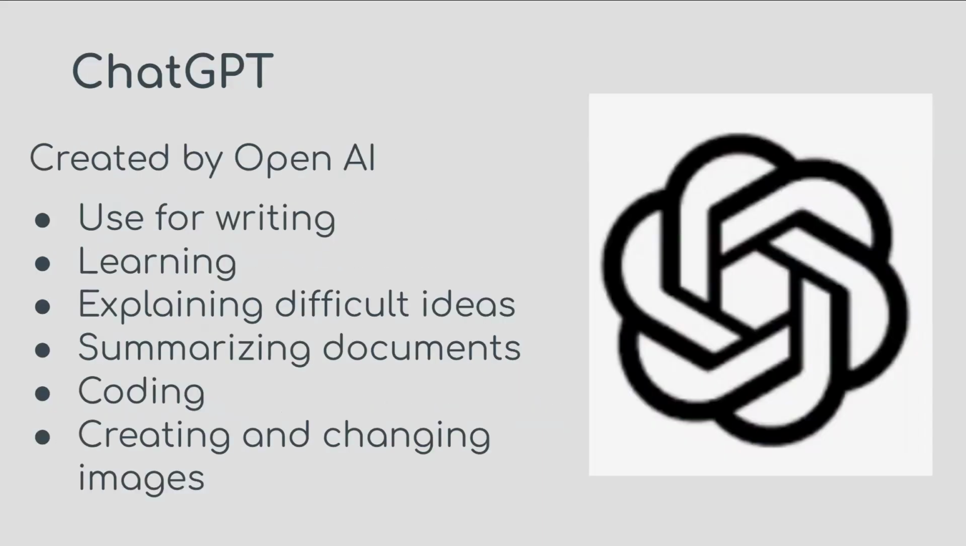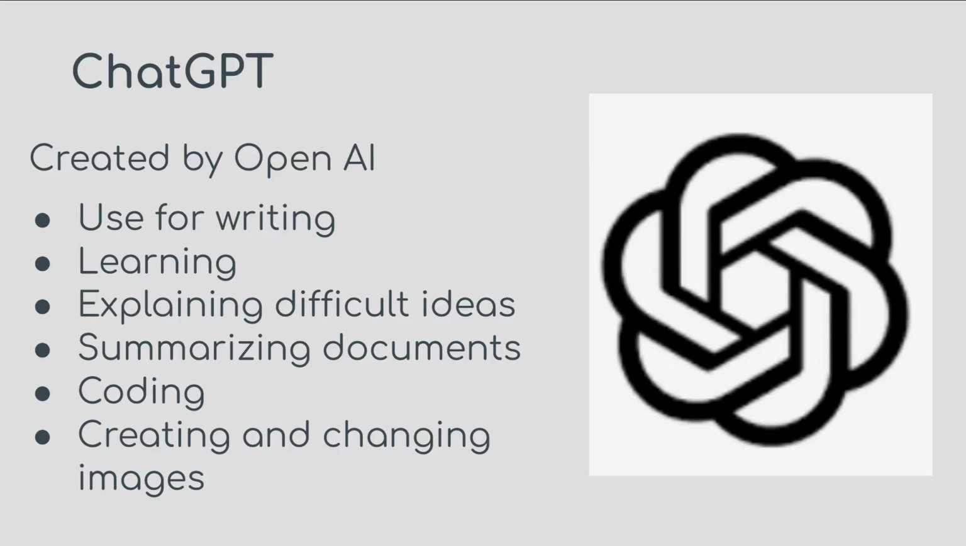So the 4 AIs that we're going to look at today, we're going to look at ChatGPT. ChatGPT is in the top 10 most popular websites used on the internet. It was created by OpenAI, and it is very good for writing, learning, explaining difficult ideas, summarizing documents and articles, coding, and creating and changing images. Now, you can use ChatGPT without an account. You can use it for free, and you can also download the app and put it on your device.